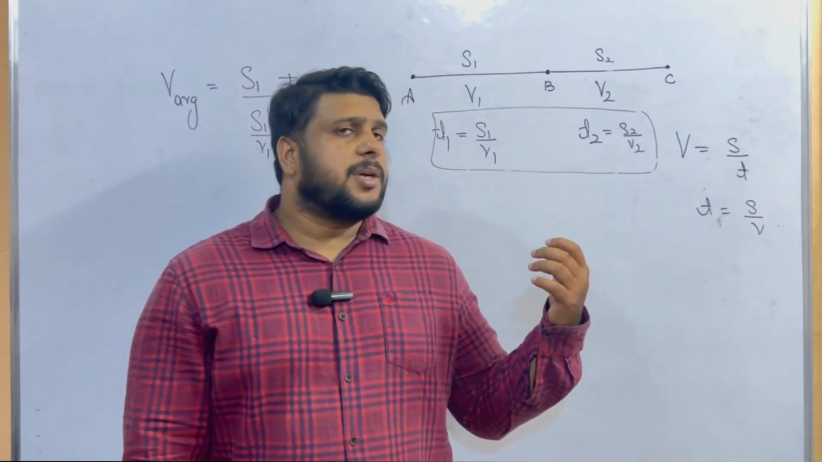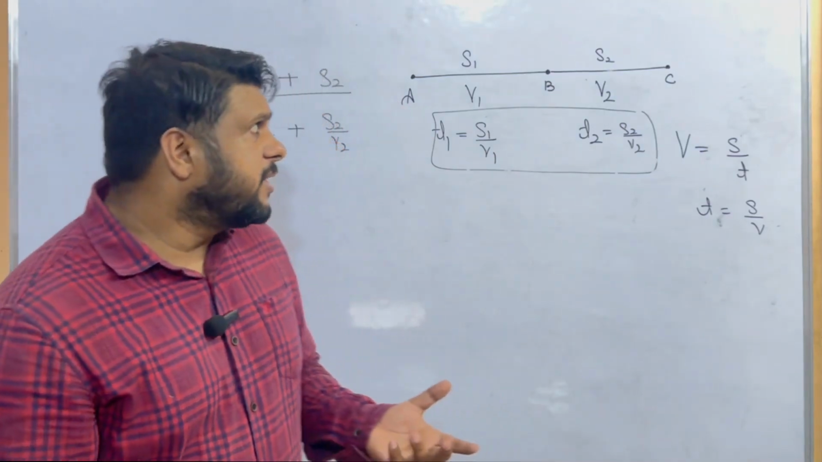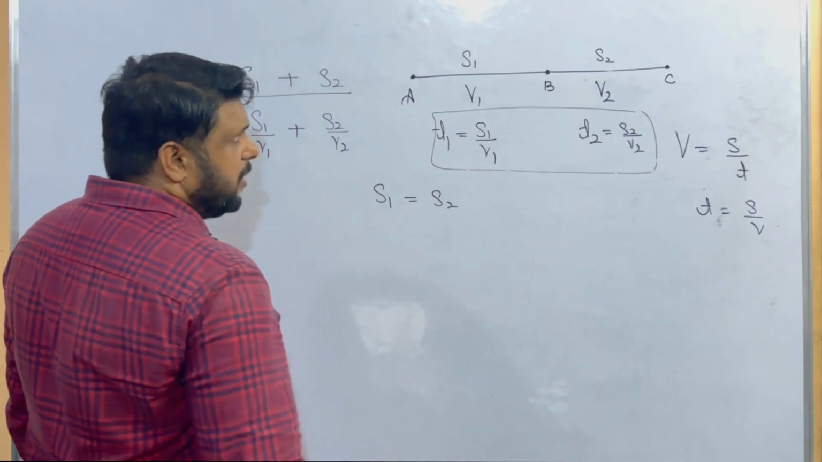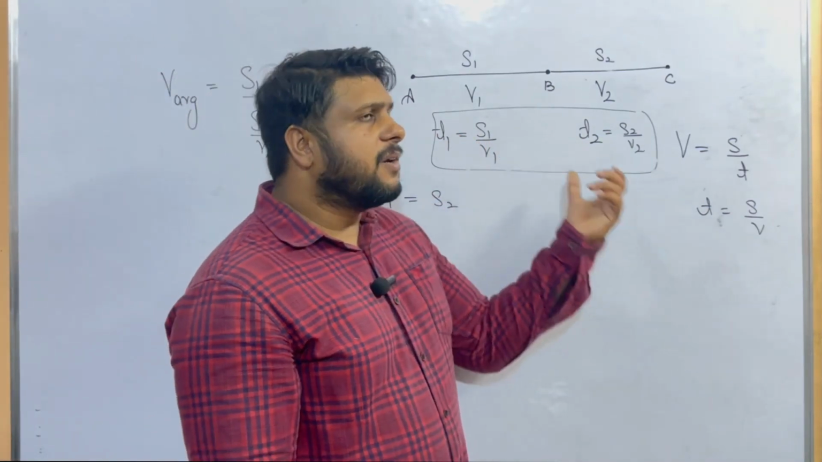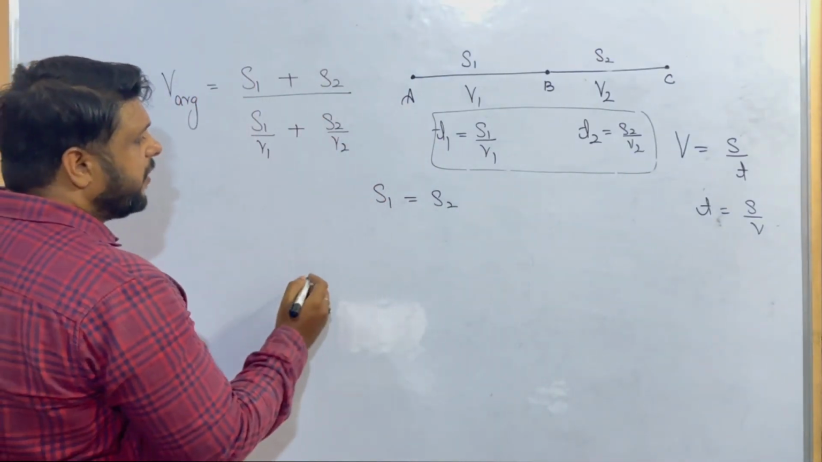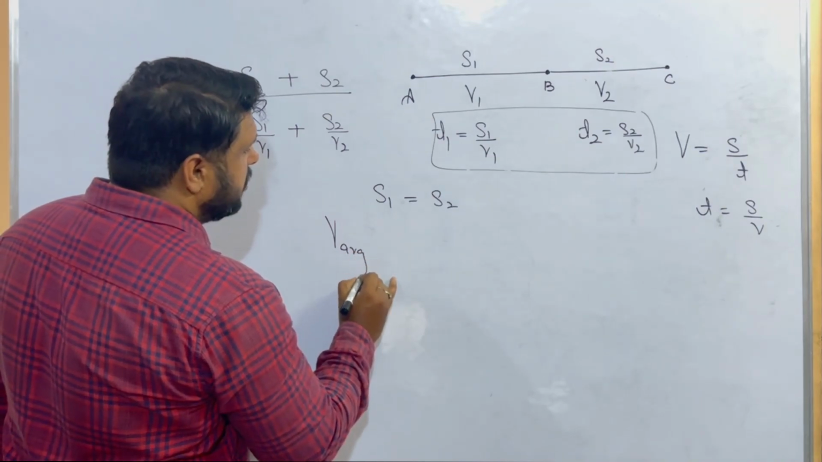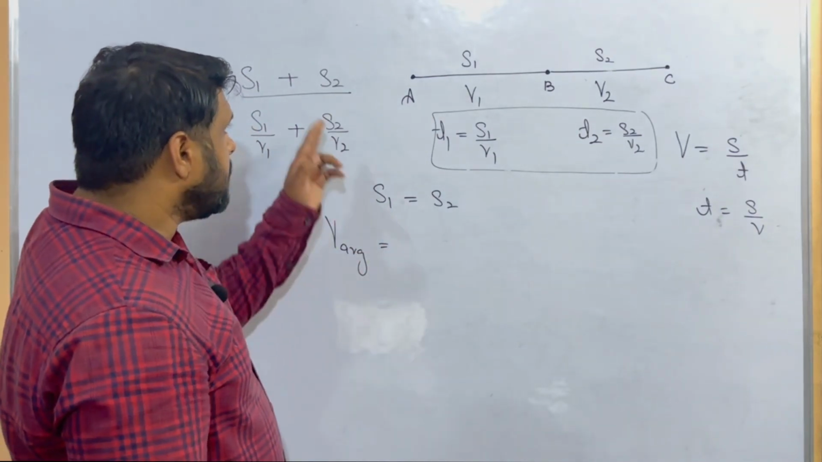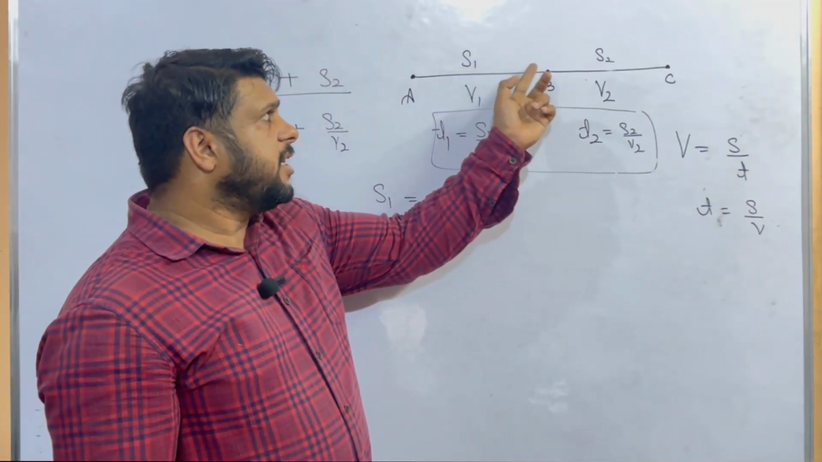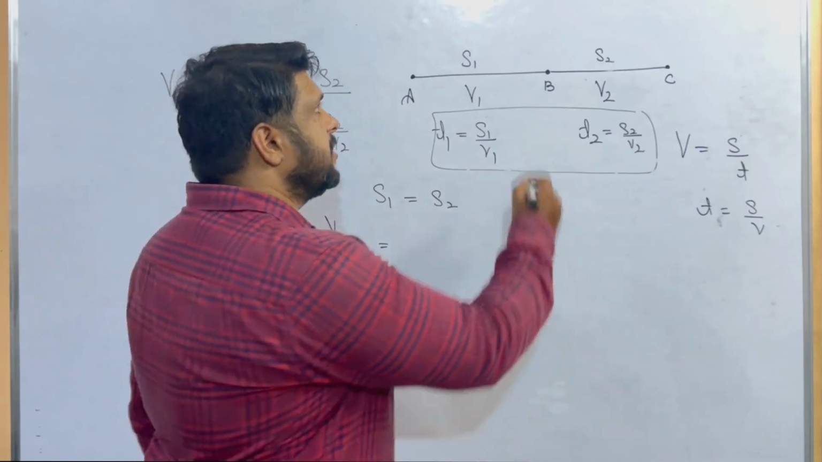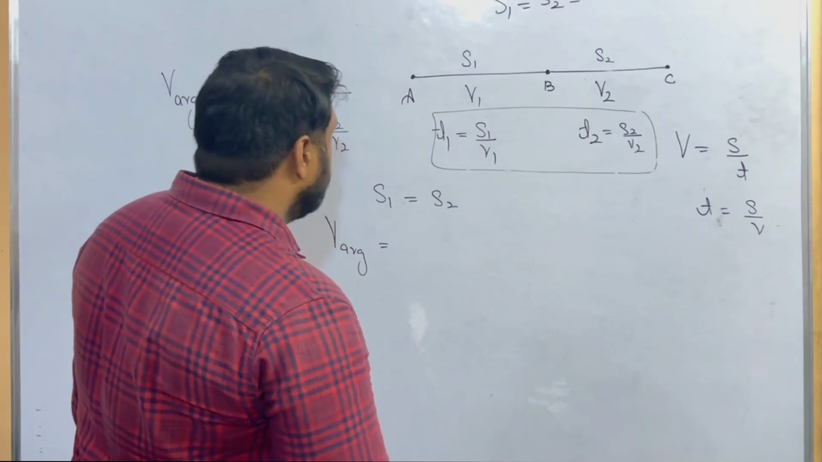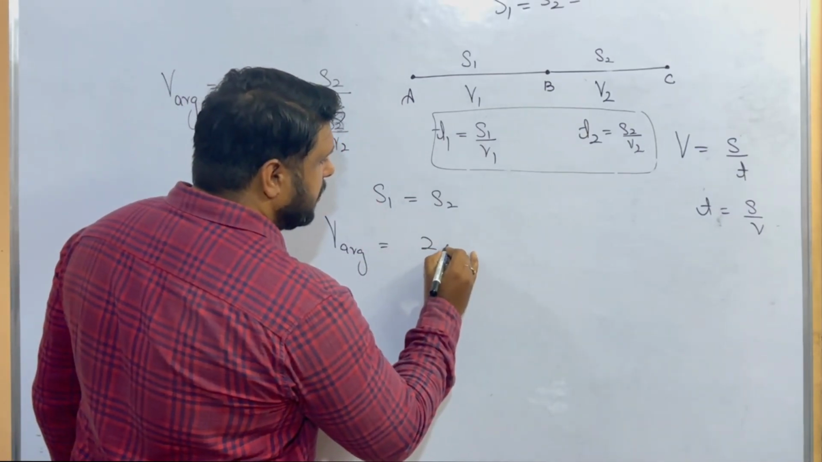And here sometimes special cases also come. Sometimes they will ask, let's say S1 is equal to S2. They will say that in both the intervals the distance is the same. In this case this formula gets modified. V average is going to be S1 plus S2. Let's say S1 is equal to S2 is equal to S. Now can I write here 2S?